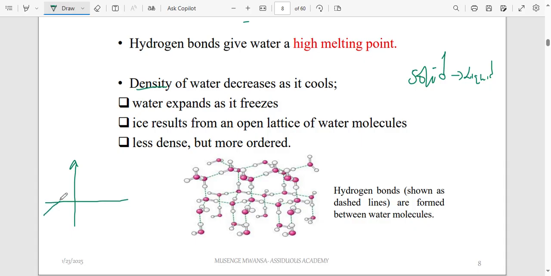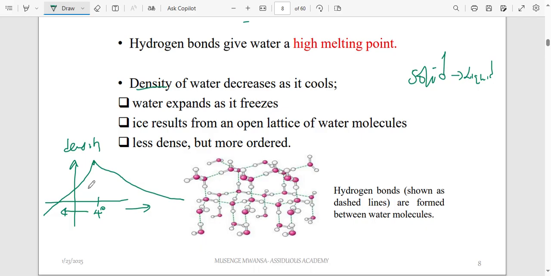What happens is that below 4 degrees, the density is not very high. This is density this side, and then above this side. So this is 4 degrees, highest density. Above and below, the density of water is low.